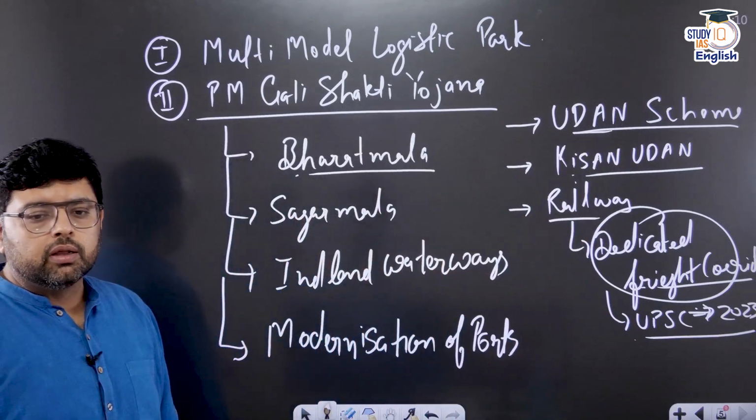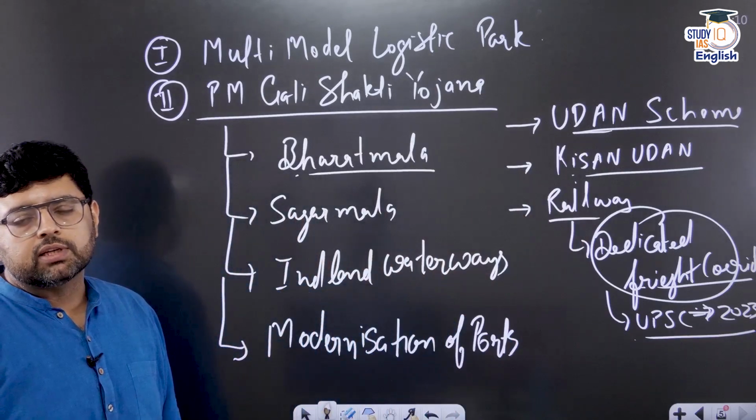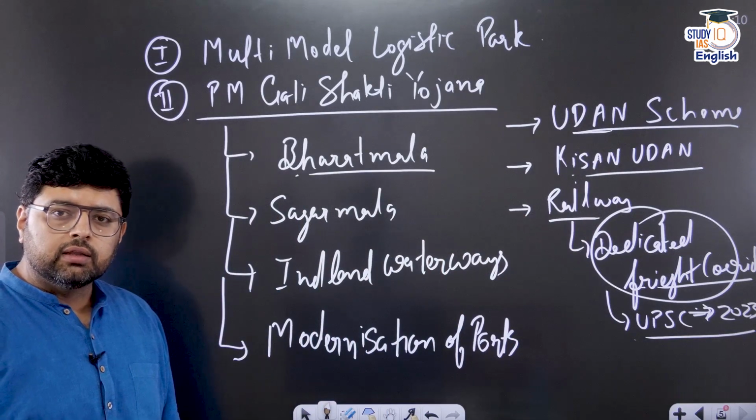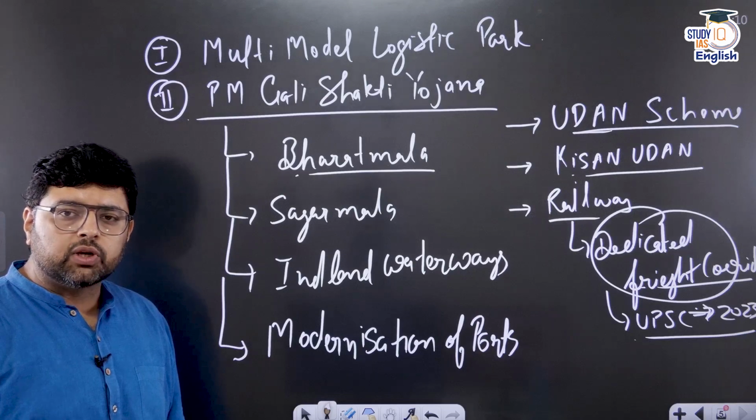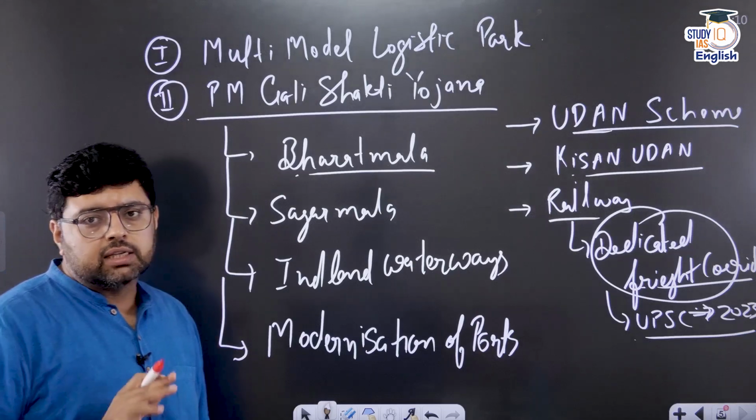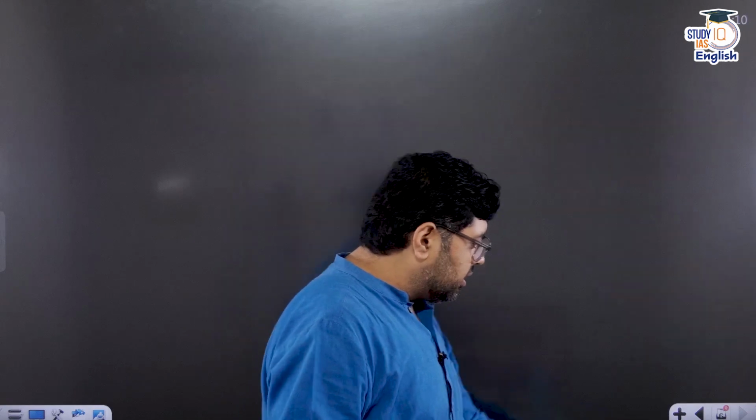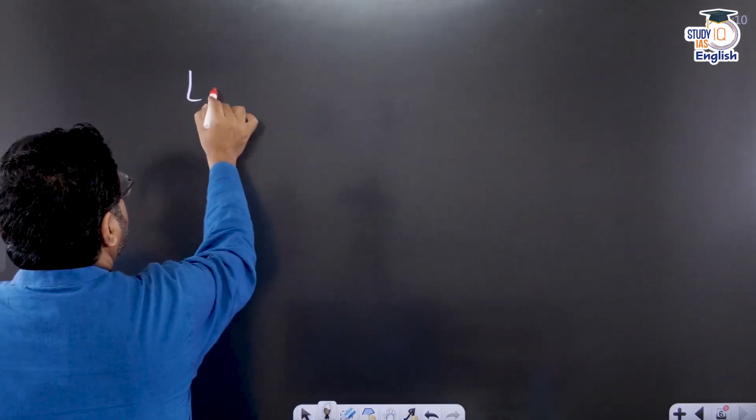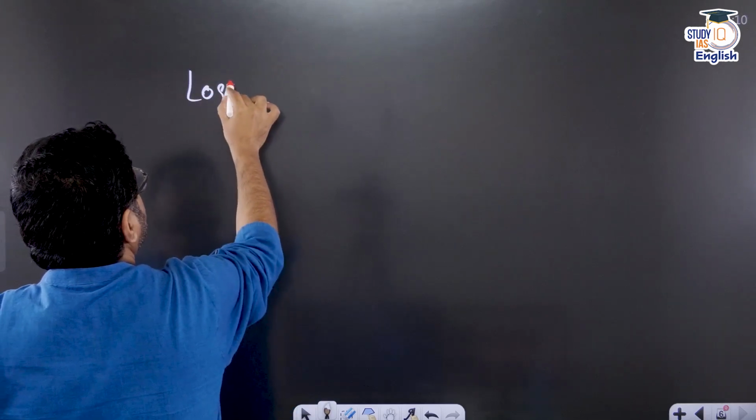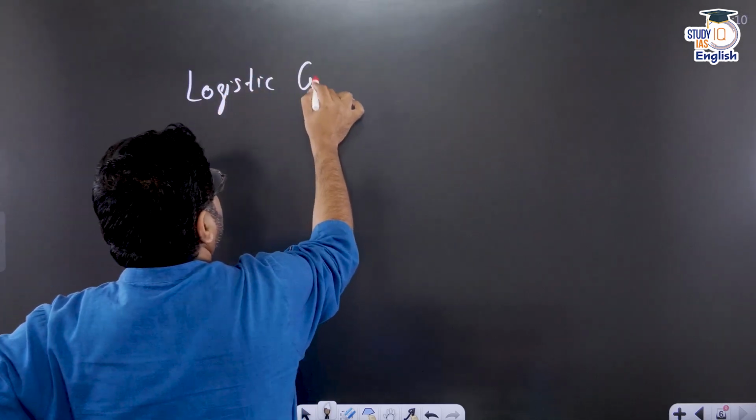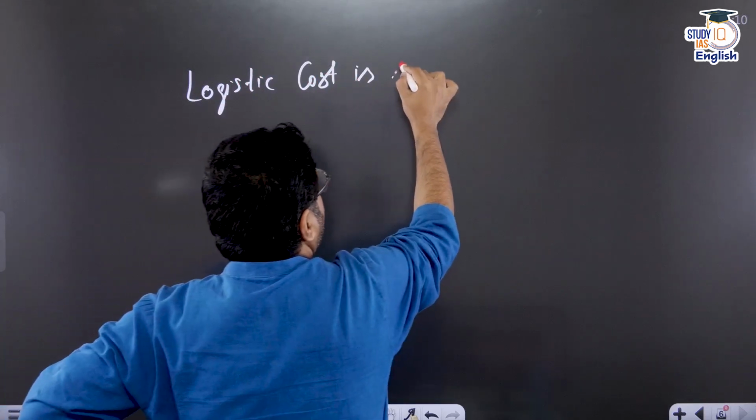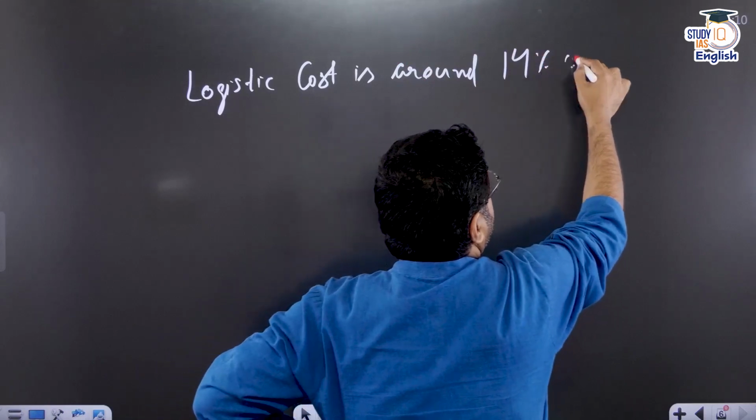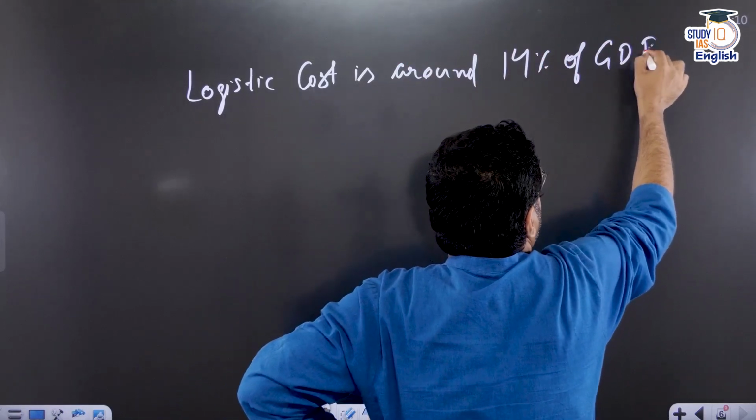So we have a proper working infrastructure, because if we have a quality infrastructure, then you can ensure the transportation of goods at less cost. So ultimately right now India's logistic cost is around 14% of GDP. Now remember this number because it is very important.